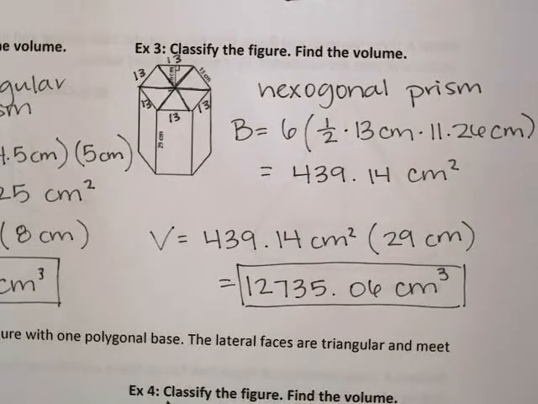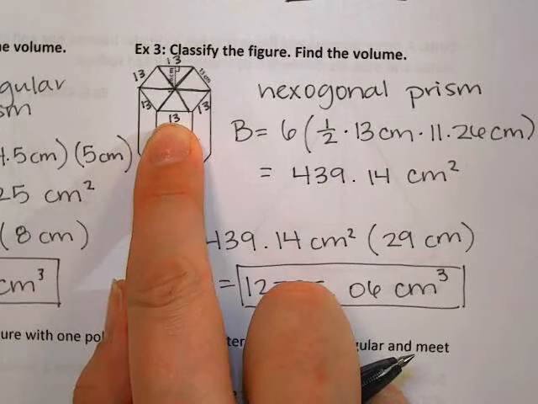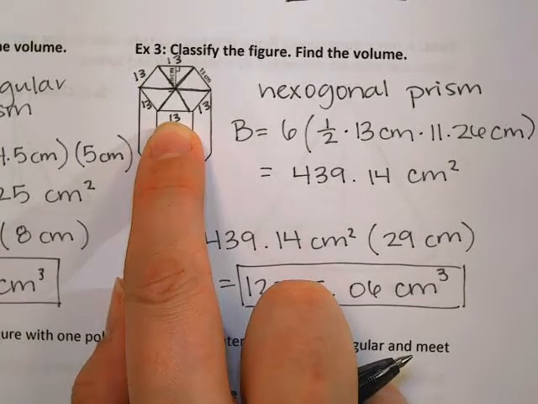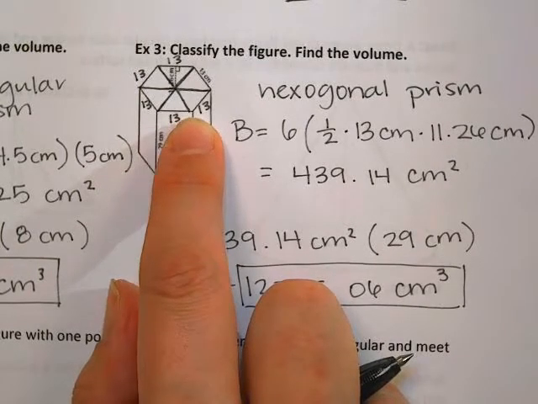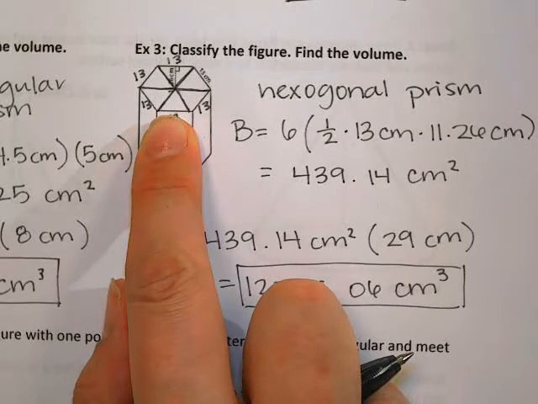So if I give you something like this, maybe a pentagon or a hexagon, something like that, it would be something that you could maybe look up the formula for, or maybe something like this where you could break it up into another shape to help you find the area of the base.